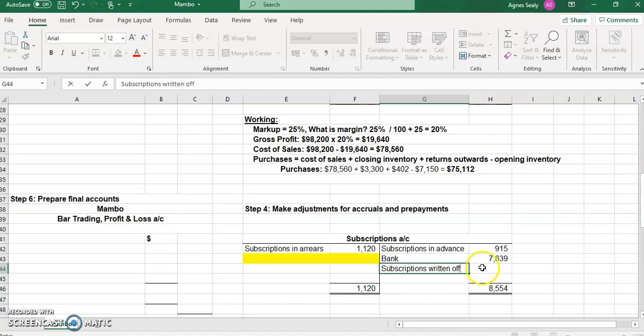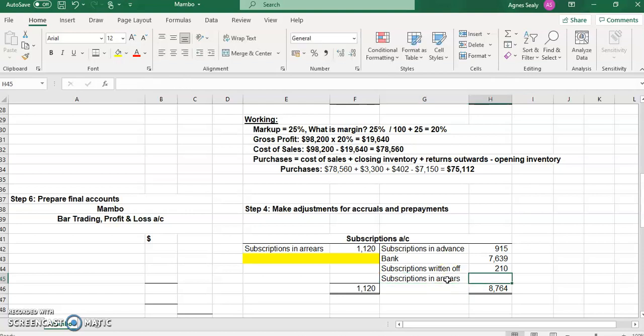So our subscriptions written off during the year, note number 5 again, $210. Then, if we have our subscription in arrears at the beginning on the debit side, that means our subscription in arrears at the end is carried down on the credit side. So you have subscriptions in arrears at the end.